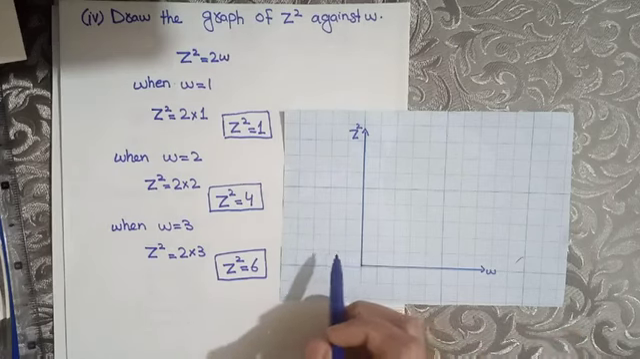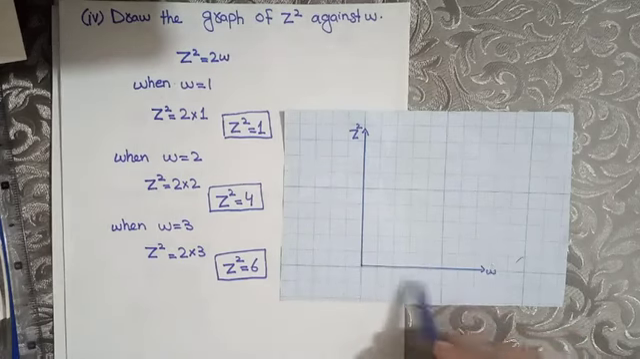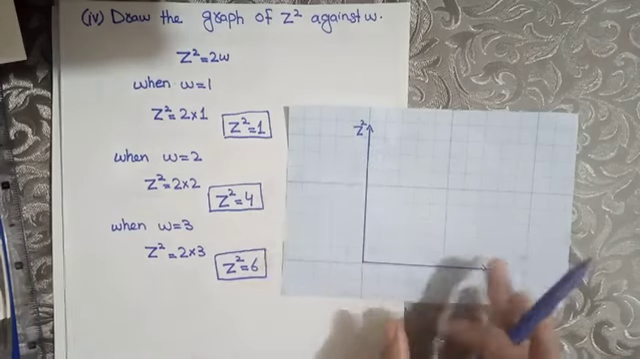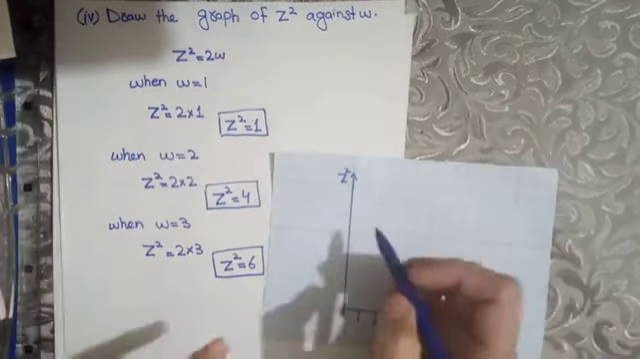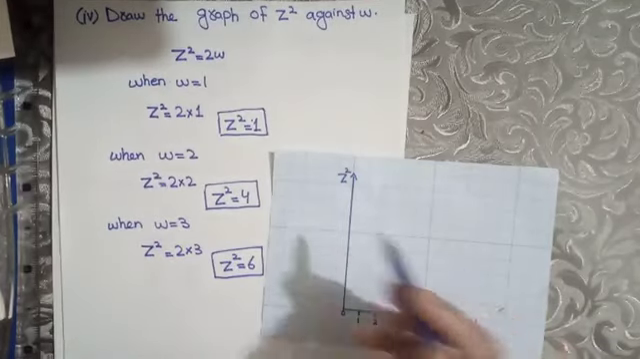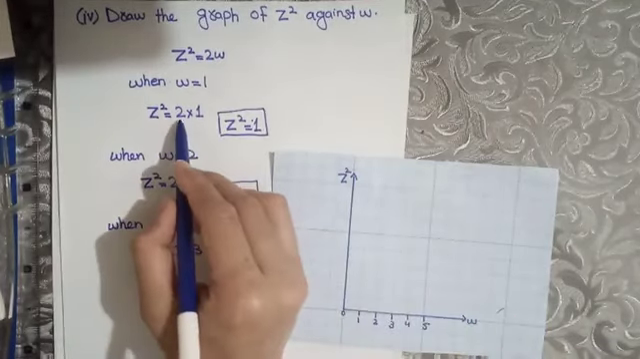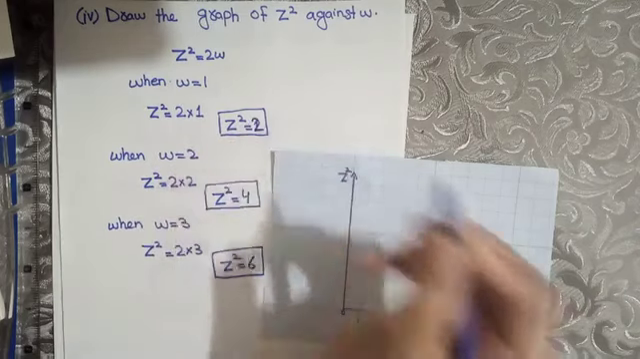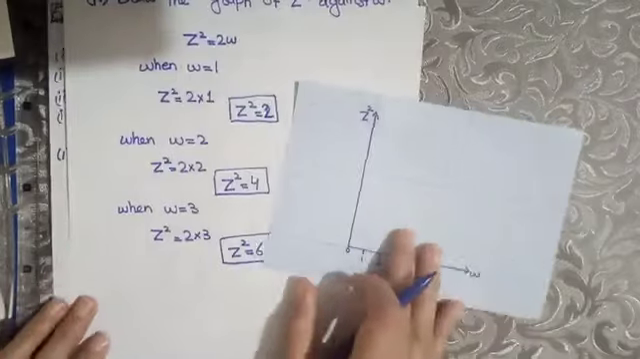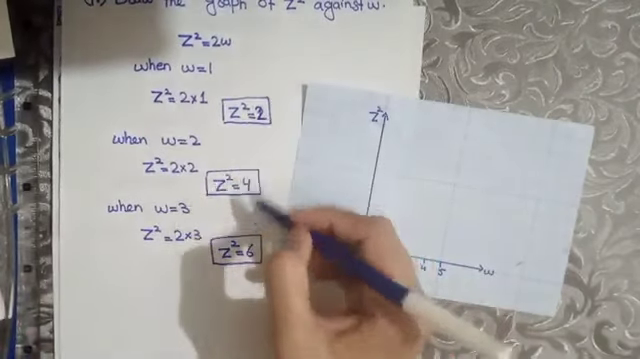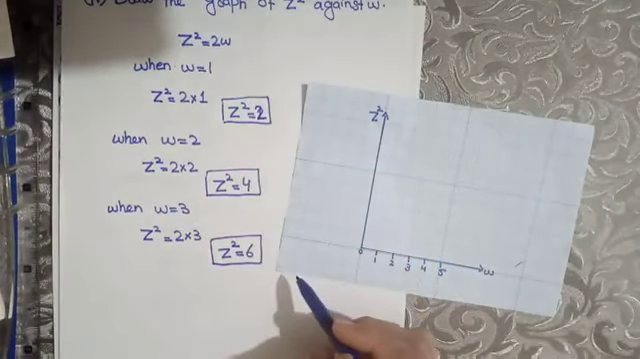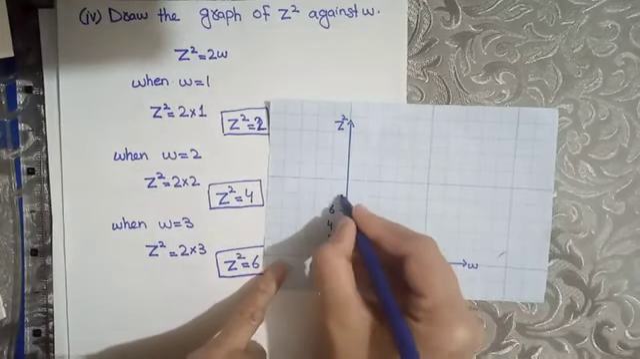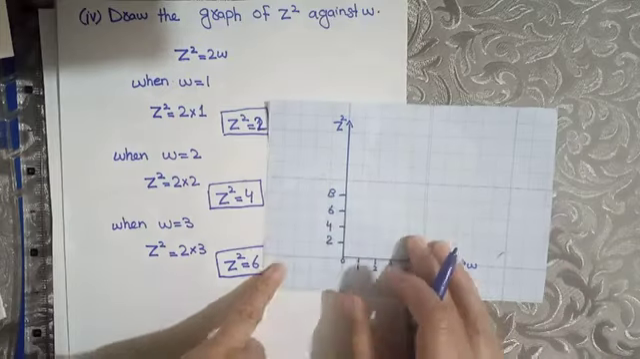Now we will draw the graph. Here is the w axis and the z axis. Here we will take the scale according to the z square values. Sorry students, here it is 2 multiplied by 1, so z square is equal to 2. We take the scale according to the z square values, 2, 4, 6, 8, and so on.